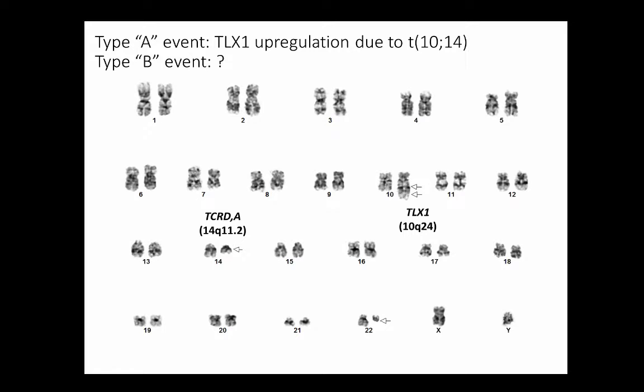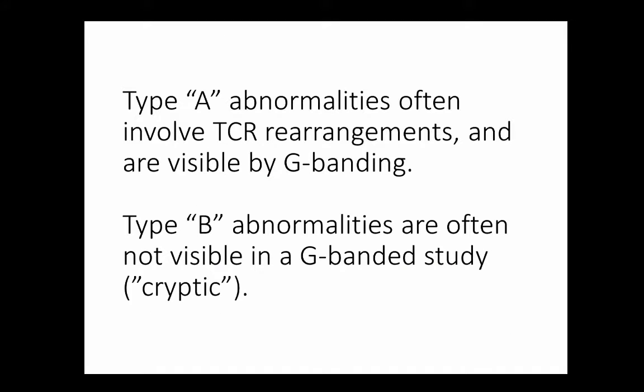However, you might notice there's not much else going on in this karyotype. So where's the type B abnormality? For that, we need to look to other techniques. So type A abnormalities are often involving TCR rearrangements and therefore are visible in a G-banded study, whereas the type B abnormalities are often not visible and are termed cryptic because we cannot see those in a G-banded study.